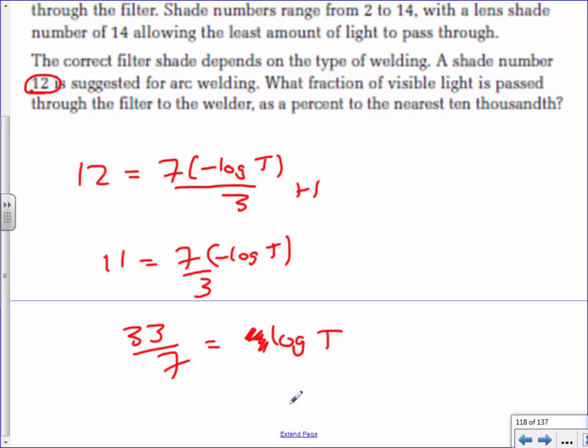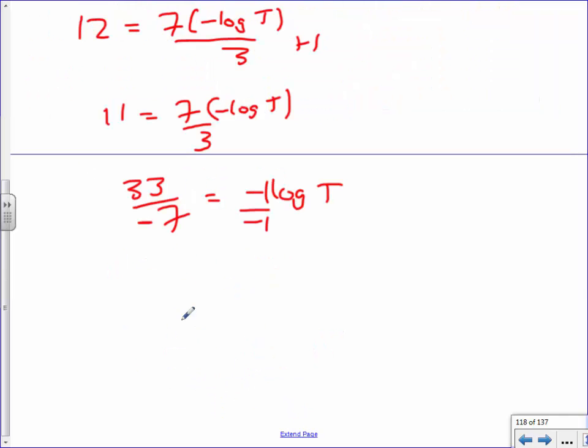Okay, so good question. Basically, this is like negative 1. So what I'm going to do is divide by negative 1. And here I'm also going to divide by negative 1, I guess. But the negative can either go with the 7 or the 33. So at the end of the day, what we have is 33 over negative 7 is equal to log of t.